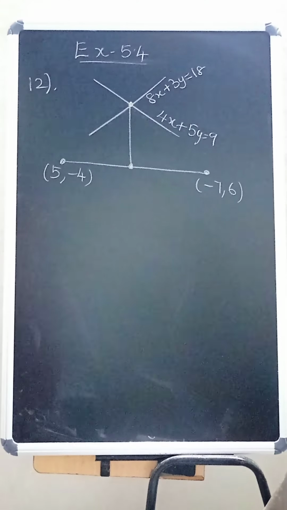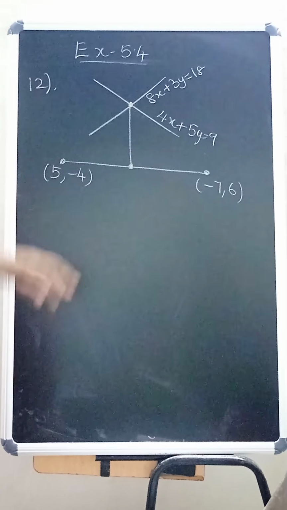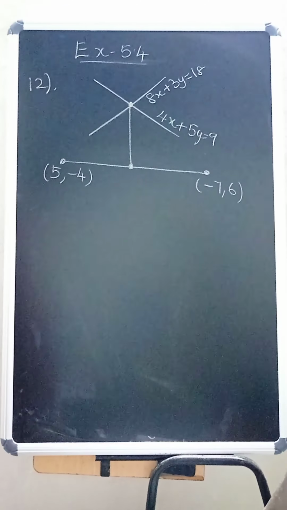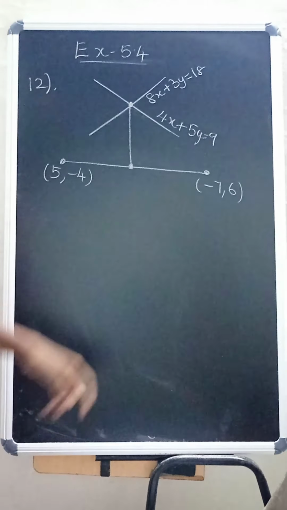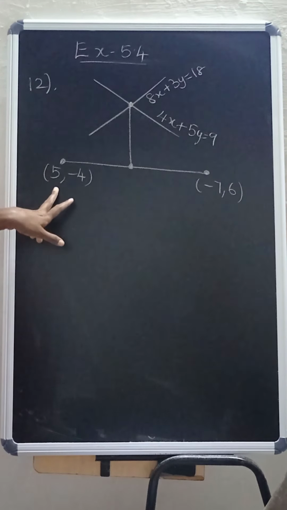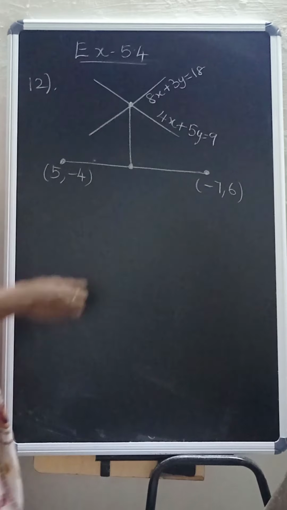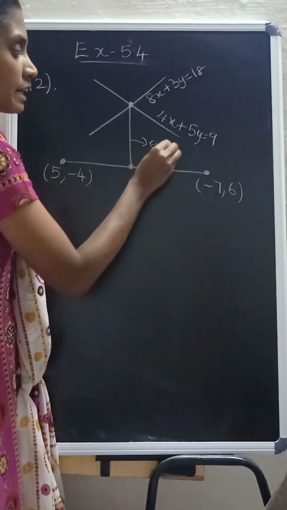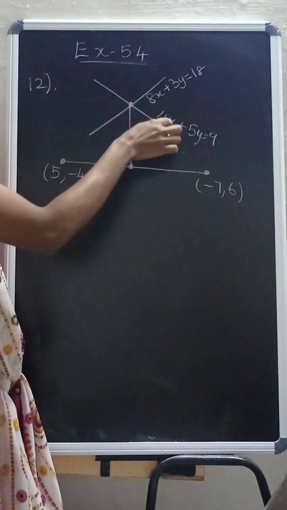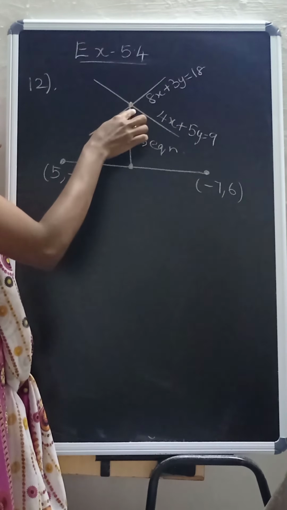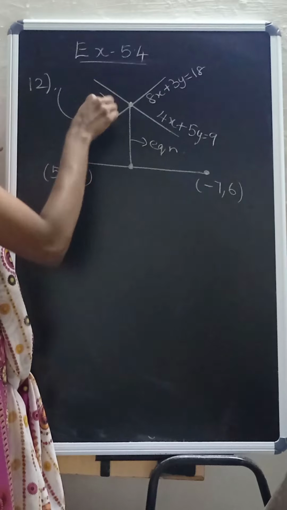Next, 12th sum. Find the equation of the straight line through the point of intersection of the lines 8x plus 3y is equal to 18, 4x plus 5y is equal to 9, and bisecting the line segment joining the points 5, minus 4 and minus 7, 6. So, we need to find the equation of this line. It is passing through the intersection of these 2 lines. So, you will solve these 2 linear equations and find the point of intersection.